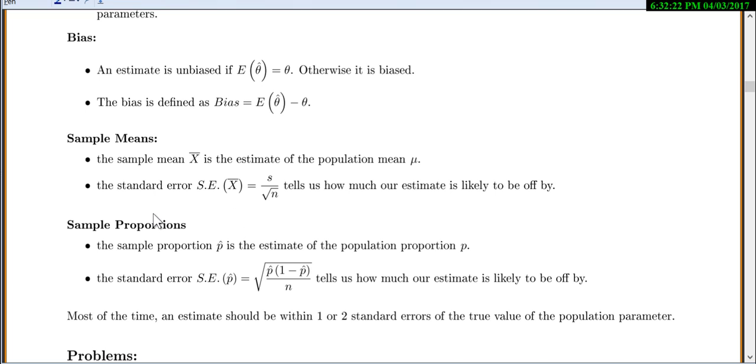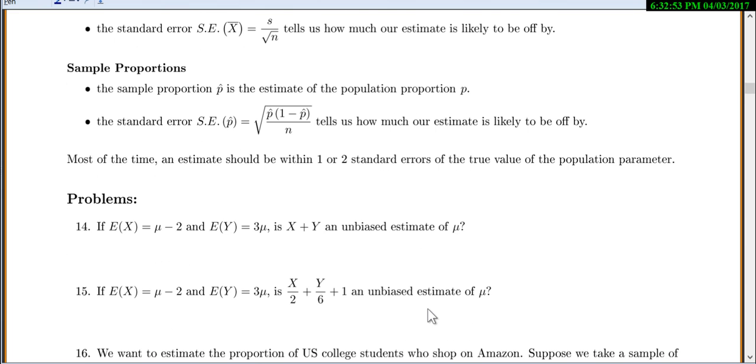Okay, and then we have sample means and proportions. The sample mean x bar is our estimate of our population mean mu. And the standard error, which we do as s over square root of n, tells us how much our estimate is likely to be off by. And same thing for proportions. Our sample proportion p hat is our estimate of our population proportion p. And the standard error of p hat, square root of p hat times 1 minus p hat over n, tells us how much our estimate is likely to be off by. Because most of the time, an estimate should be within 1 or 2 standard errors of the true value of the population parameter.